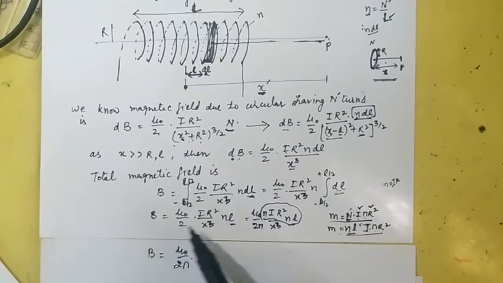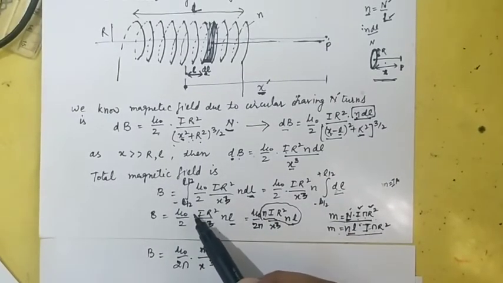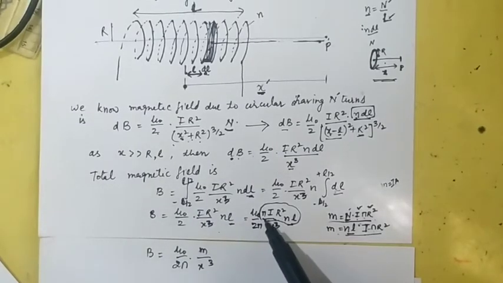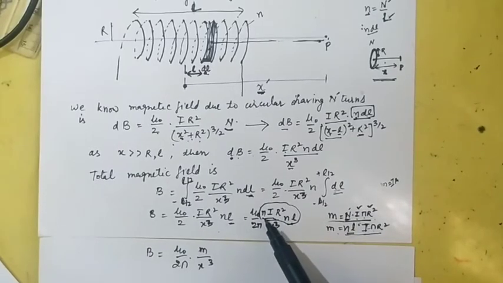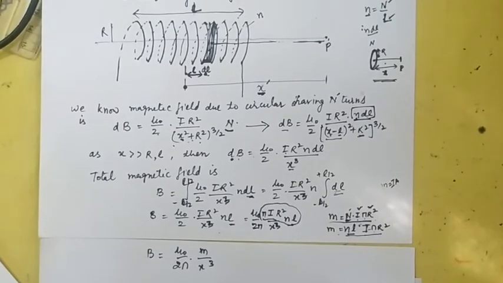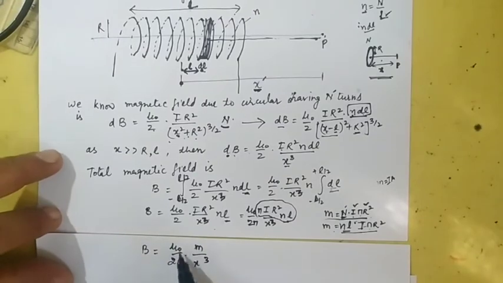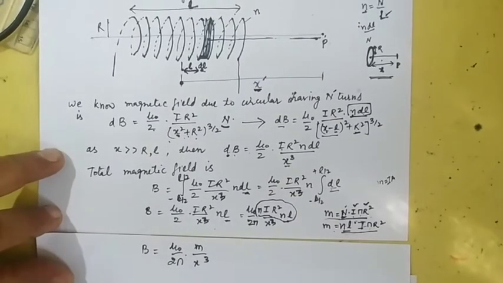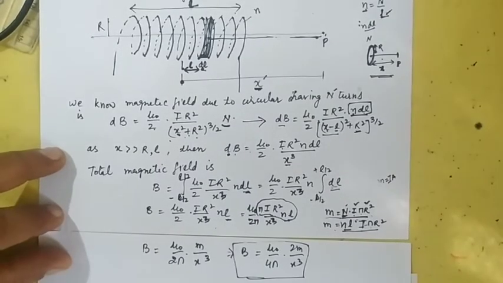So our equation becomes, if you write this one here, you have to multiply with pi and divide with pi. So pi is multiplied above and pi is at the denominator. This above term n L I pi r square is nothing but the magnetic dipole moment. So we put the value and what we get is mu naught upon 2 pi m divided by x cube. If you multiply with 2, then the magnetic field is equal to mu naught upon 4 pi, 2m divided by x cube.